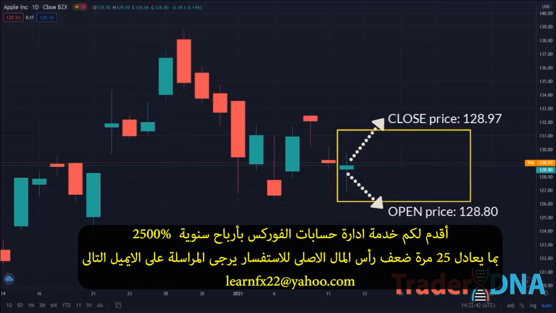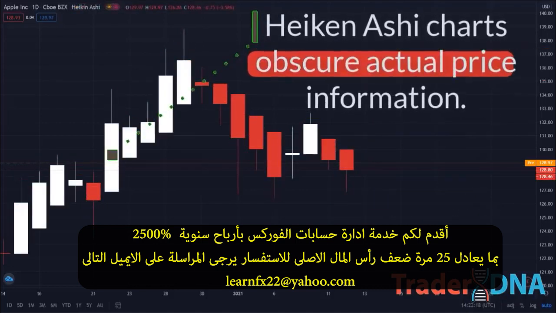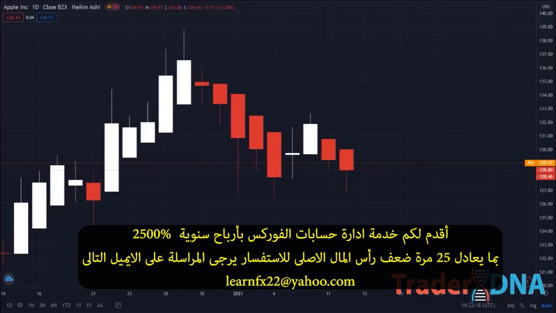Even though the real candle closed green, Heikin-Ashi is signaling that Apple stock is still in a downtrend. Make sure you know what price you're looking at. Heikin-Ashi charts obscure actual price information. The closing price is considered important for many traders, but the actual closing price is not displayed on a Heikin-Ashi candlestick. But we can fix this problem by using the smoothed Heikin-Ashi.